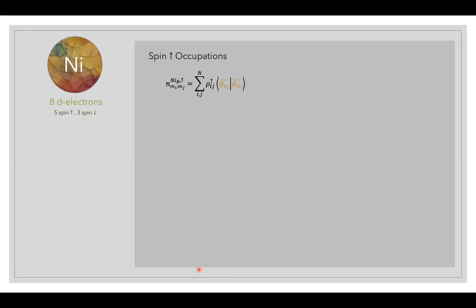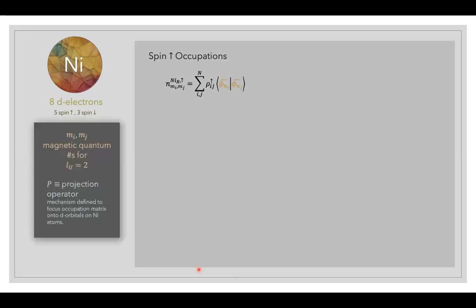So we look at the spin up occupations, and those are given by exactly our matrix element equation that we defined on the slide earlier. Right now, then, we know that Mi and Mj are going to span across the magnetic quantum numbers for L sub u equal to 2. That is to say that Mi is going to go from -2 up to 2. So there will be 5 of them for the spin up matrix because there are 5 spin up electrons.